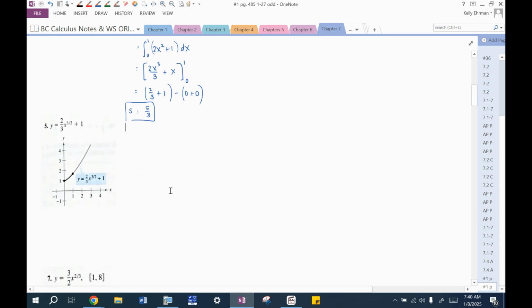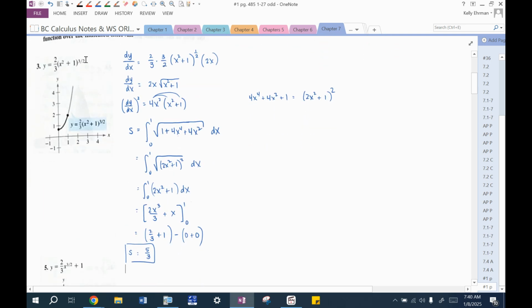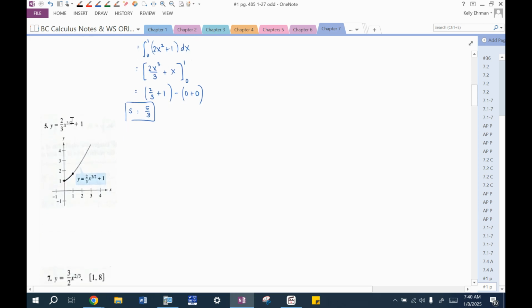All right, so take a look at number 5. Number 5 looks like almost the same equation. We just have the 3 halves on the outside of the parentheses, and here it's just on the x. So this is a slightly different problem. So let's see. For number 5, I'm going to start off the same way, where I need to have a dy dx. This is a bit shorter, right? So the power rule here makes this 2/3 times 3 halves x to the 1/2. And then the derivative of 1 is 0. So this is nice. dy dx is just x to the 1/2, or square root of x.